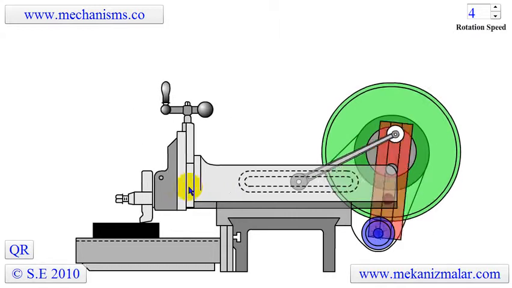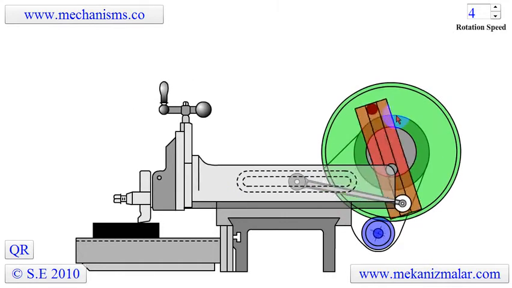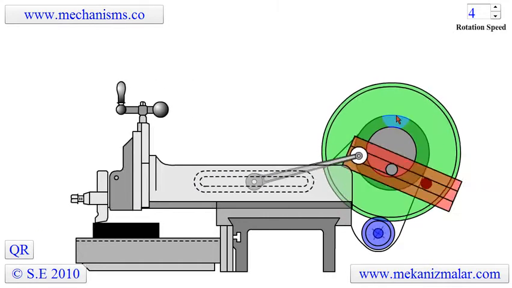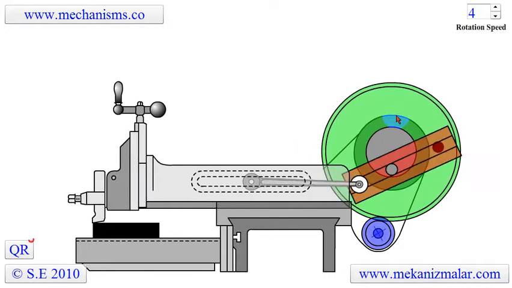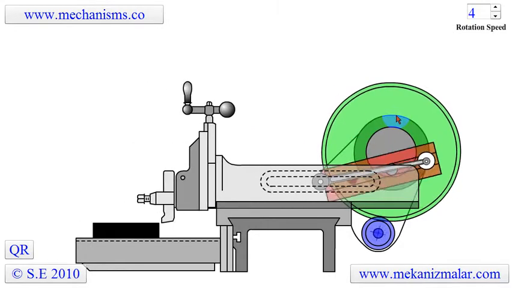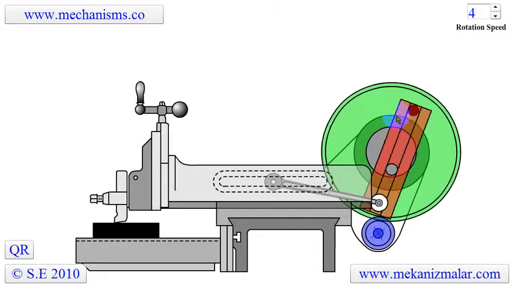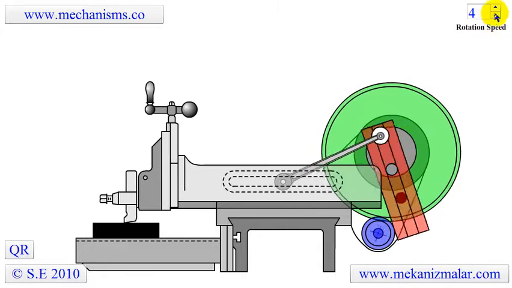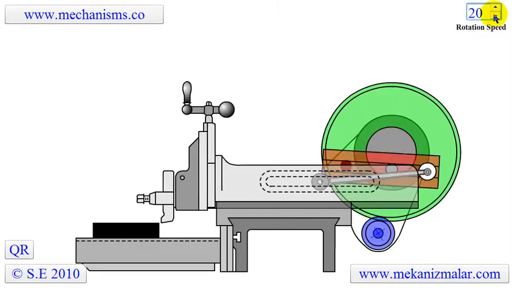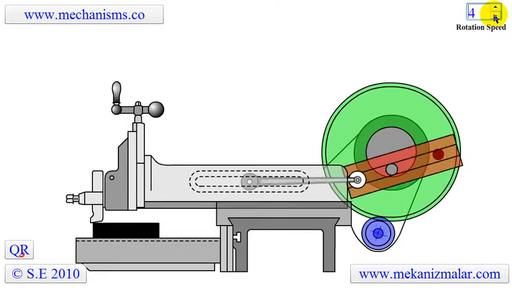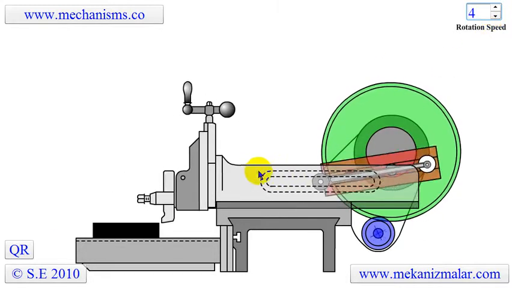Since we have described the working principles of a Whitworth quick return mechanism in a previous video, we will not go into the details here. However, as a short reminder, the Whitworth quick return mechanism converts rotation motion to reciprocation motion, in which the forward stroke is slower than the backward stroke. Now let's discuss the traversing head shaper in detail.